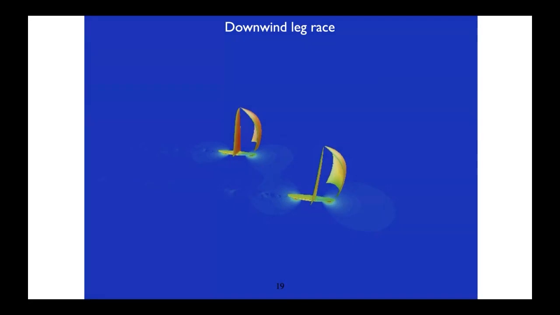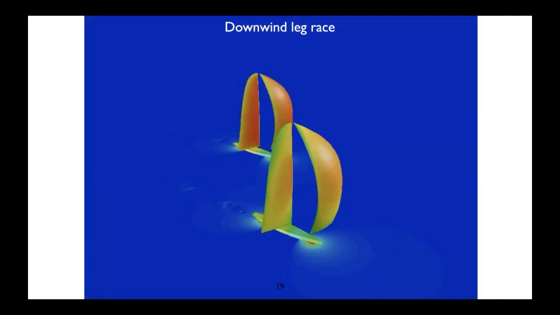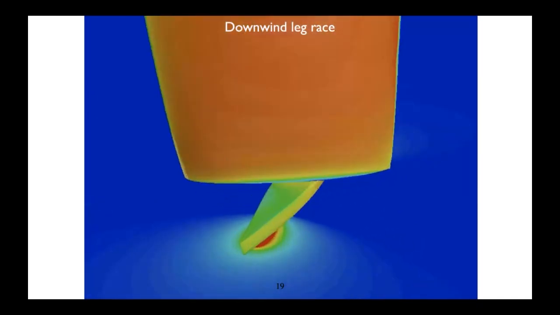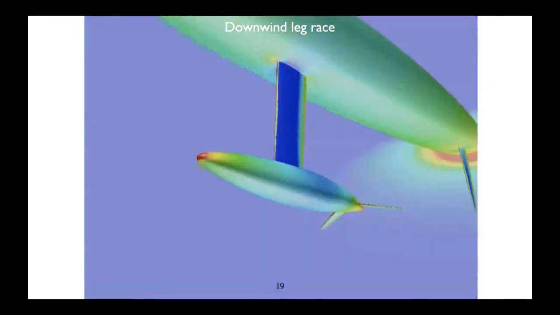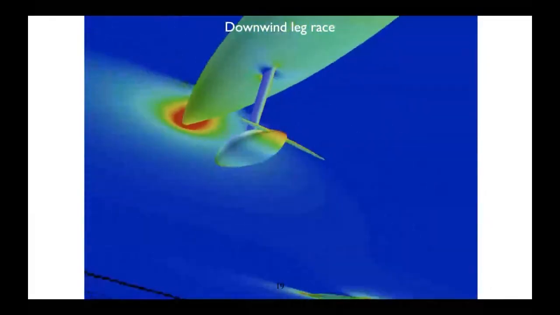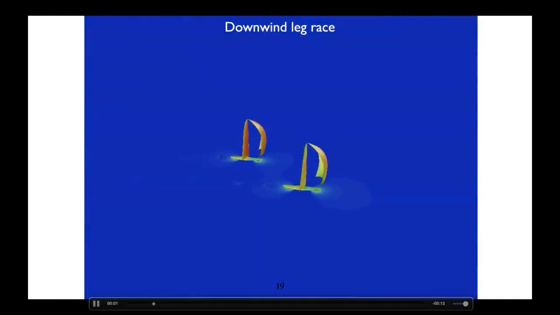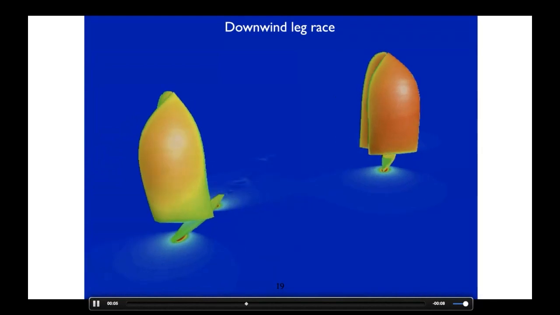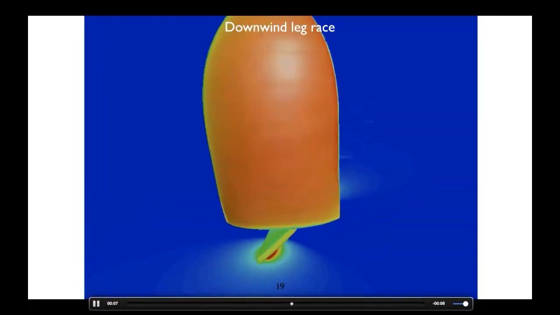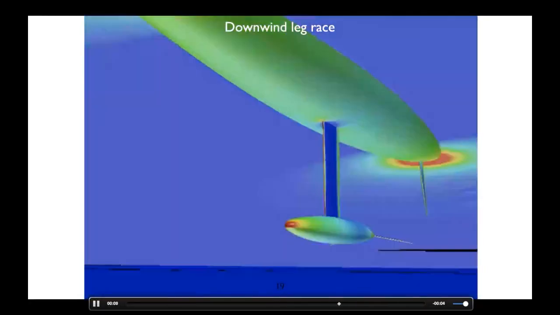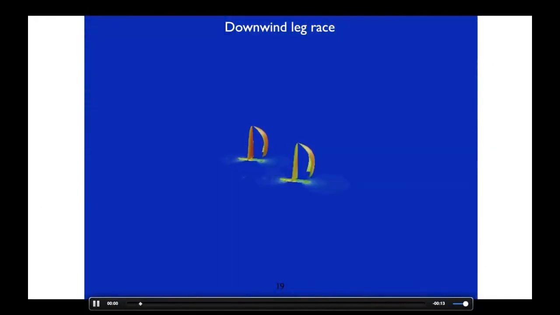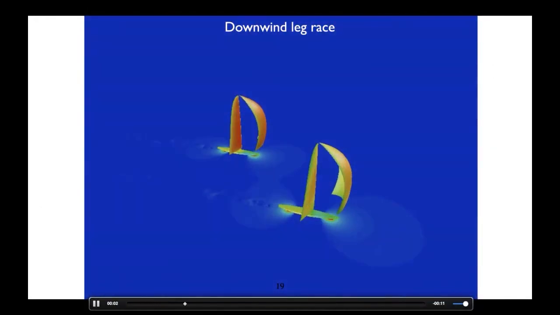So here is the real stuff. And here are two America's Cup monohull boats competing. And you see the different appendages that you have underneath the water. So you see the sails, right? And then you see, of course, all the appendages. You see the keel, you see the bulb, and you see the winglets.